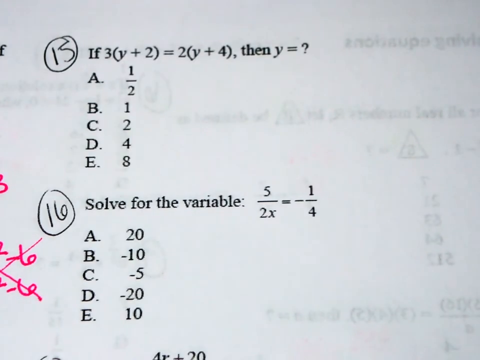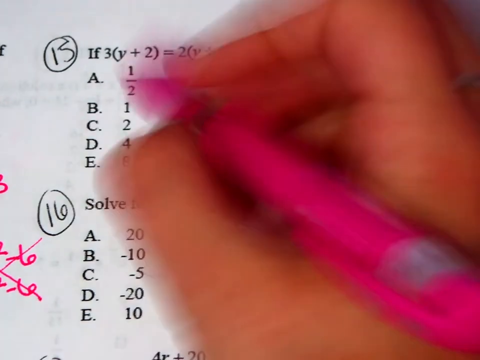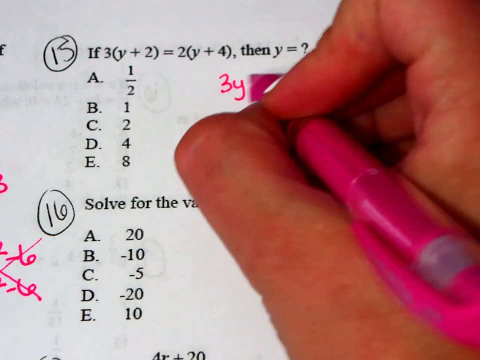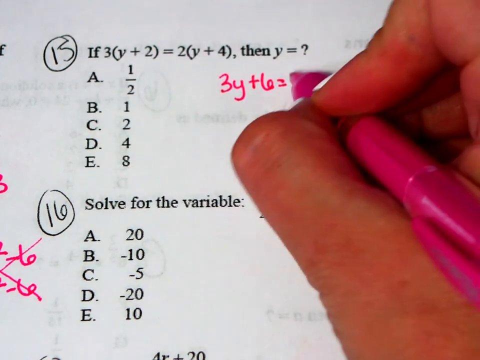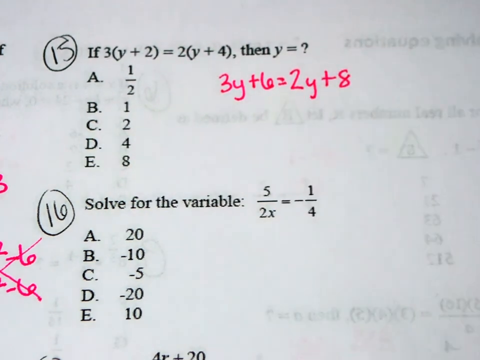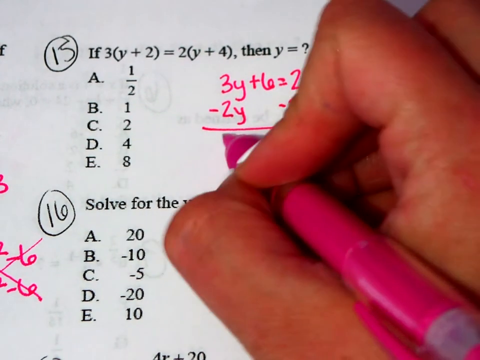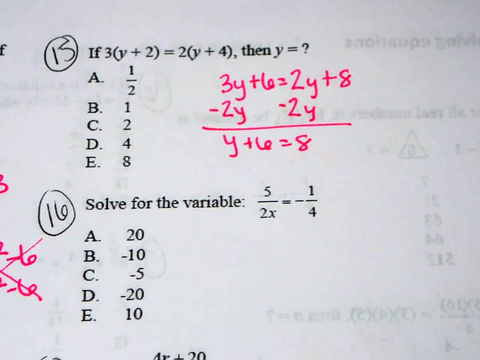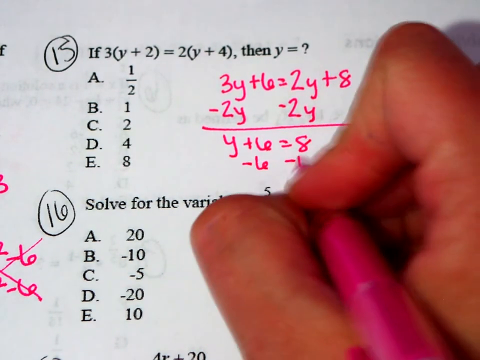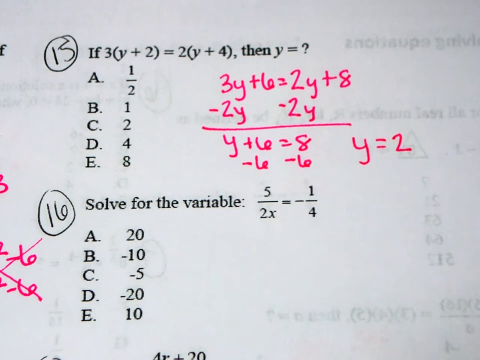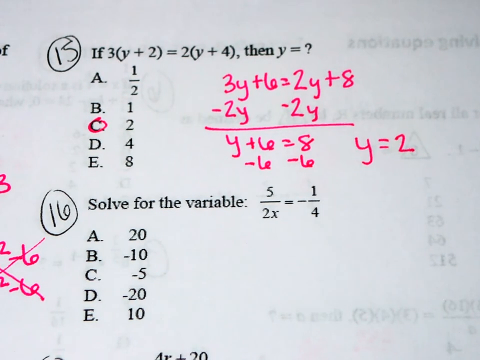All right, number 15. Again, another basic problem, just solve for y. 3 times y is 3y. 3 times 2 is 6. 2 times y, 2y. 2 times 4 is 8. I like to keep my variables positive, but again, that's a personal life choice. If you don't really care, you can move the 3y. It does not matter how you do algebra. That's the one really great thing about algebra, it doesn't really matter how you solve it. As long as you're following the laws and the rules of math, you're going to get the right answer. So our correct answer here is 2.